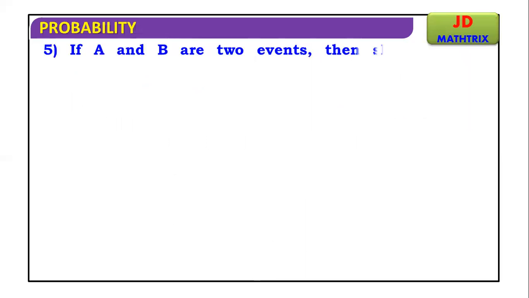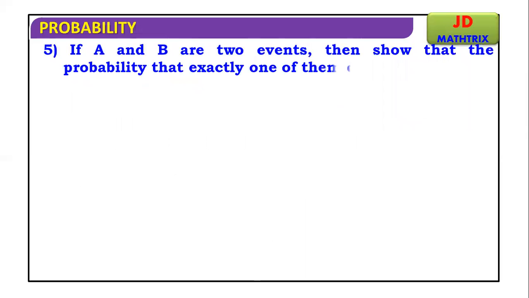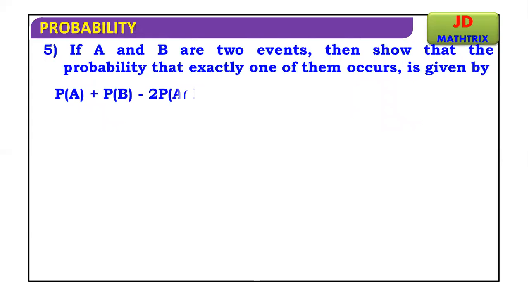Next, the fifth problem. If A and B are two events, then show that the probability that exactly one of them occurs is given by P of A plus P of B minus 2 into P of A intersection B. We have already given the representation of this in set theoretic notations. Exactly one of the events A and B occurs means A intersection B bar union B intersection A bar.